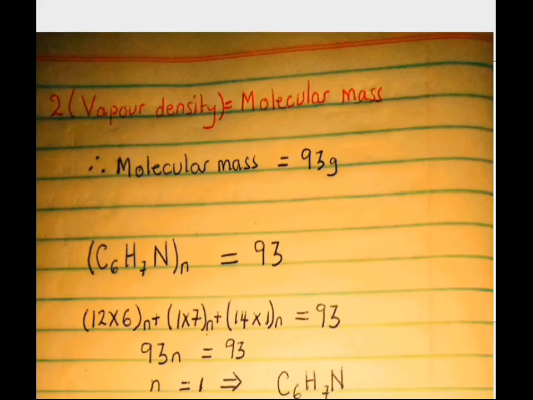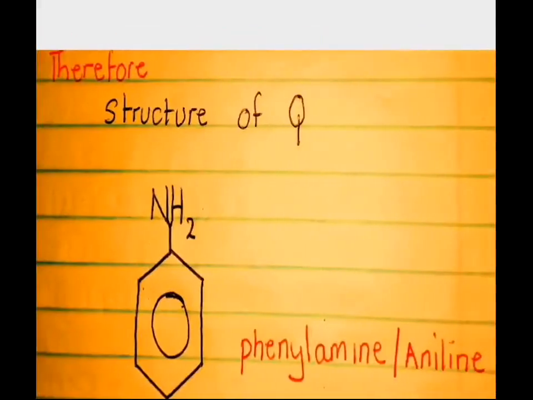So how do we draw the structure of that compound? Therefore, the structure of Q looks like this, and it is named as phenylamine or aniline. It has 7 hydrogen, 6 carbon atoms, and 1 nitrogen atom.